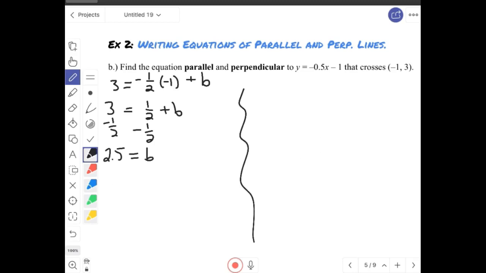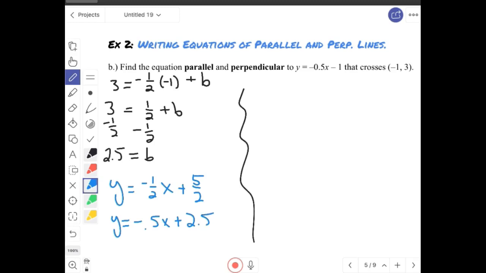And if you want to put it back in decimal form, you can. Otherwise, you could think of this as like 5/2 or something like that. It doesn't really matter to me. So y equals negative 1/2 x plus 5/2. This would be the same as y equals negative 0.5 x plus 2.5. So either of those, and then opposite reciprocal. So our slope is going to be 2.